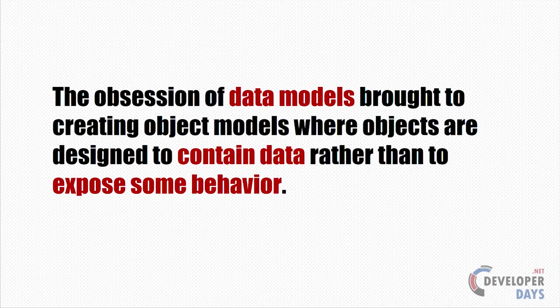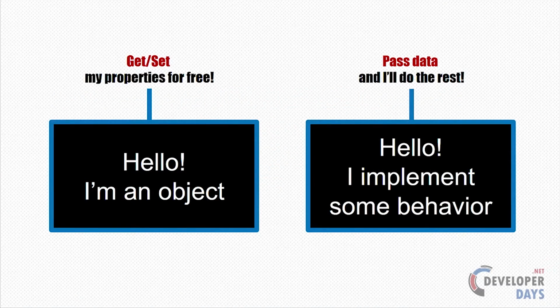And the obsession of data models, in a way, established a link between objects and tables, and brought everybody, or nearly everybody, to mostly think in terms of data rather than in terms of behavior that manipulates data. This is what I tried to explain yesterday in the talk about domain modeling.